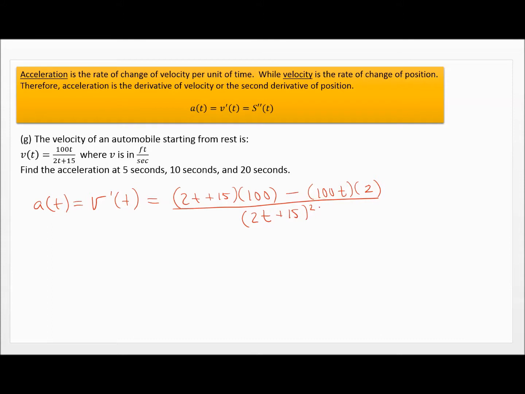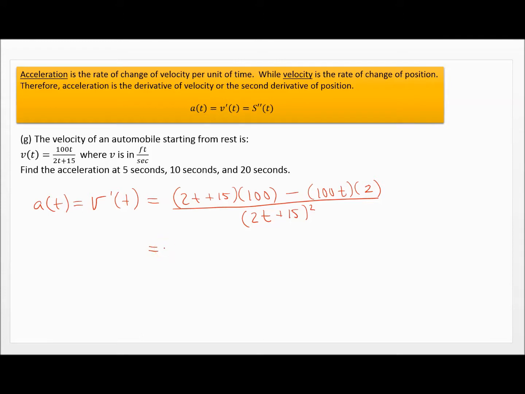Now, I'm just going to plug in values. It's asking me to find the acceleration at 5. That means plug in 5 for t, at 10, and at 20. So honestly, you could stop right now and plug in those values. But also, you do need practice in simplifying, especially when you're dealing with the quotient rule. So I want to continue this process and simplify as much as possible.